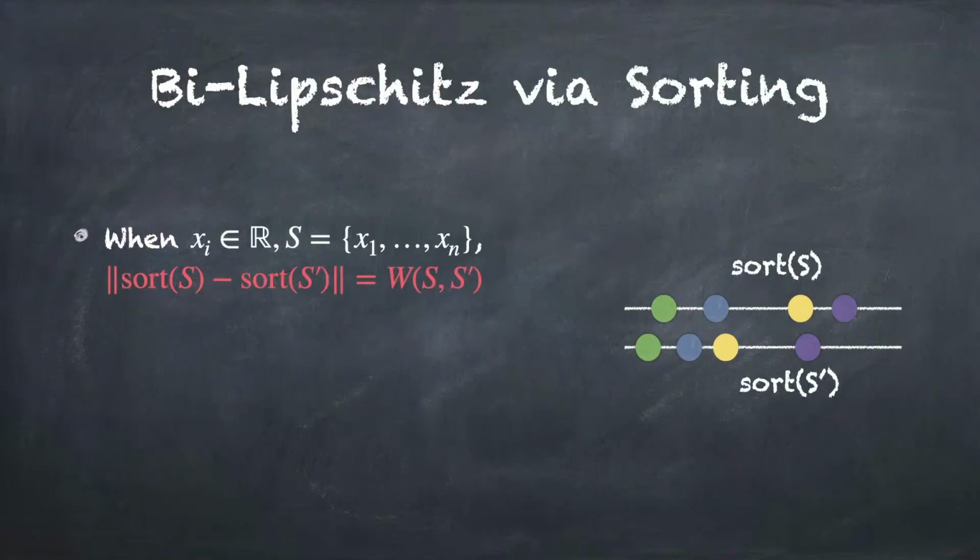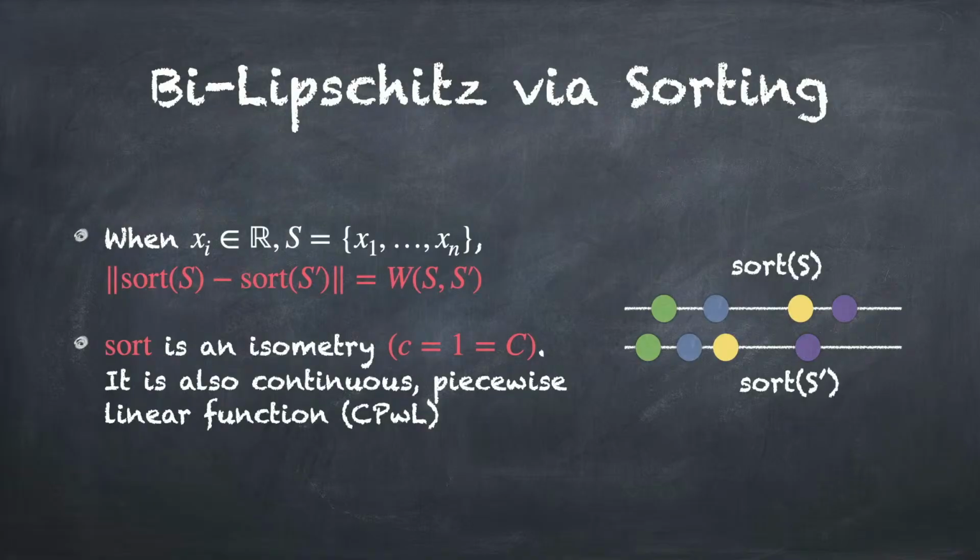If you permute these elements in some other way, the distance will always be larger, which is sort of intuitive. I don't think it's 100% obvious, but it's true. Okay, so in one dimension, we're set. We're good. Sort is an isometry, right? So Bi-Lipschitz with little c equals 1 equals capital C, that's perfect.